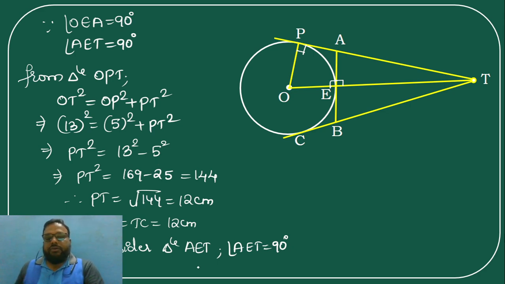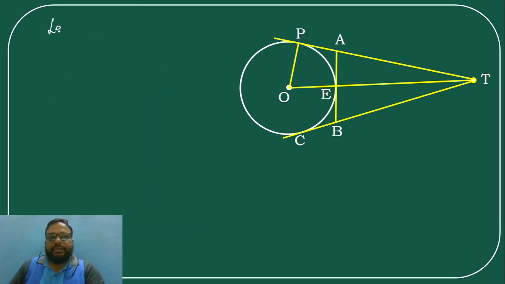When you come to this triangle, we don't know what AE is. If I can get AE, similarly I will get BE also, the same way. Then if I add both, I will get AB. This is what I have to find out. So therefore, first what I will do is let AE equal to X.